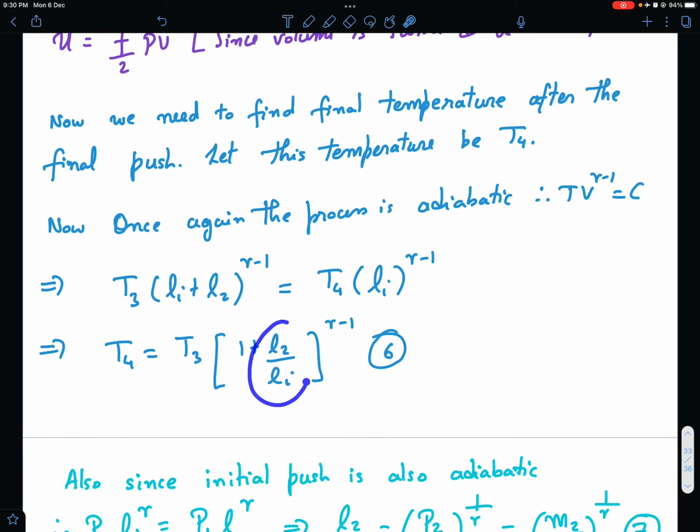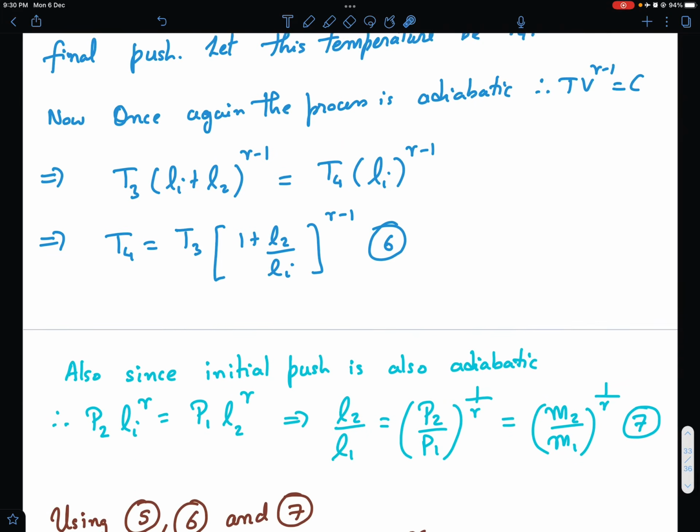Now if I can somehow calculate L2 by Li, then I am done. I will have T4, and once I have T4 and T3, I can easily calculate the change in internal energy as mc delta T. So what to do with this L2 by Li? This is the last thing that I need to calculate, and after that you can see the road clearly.